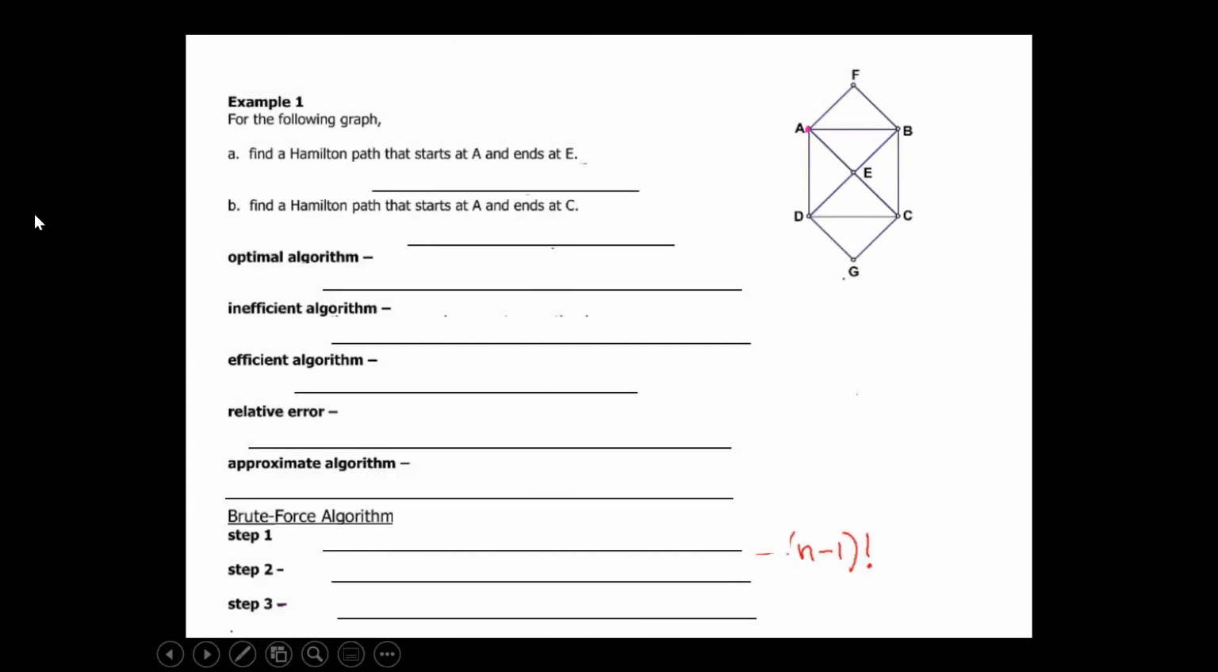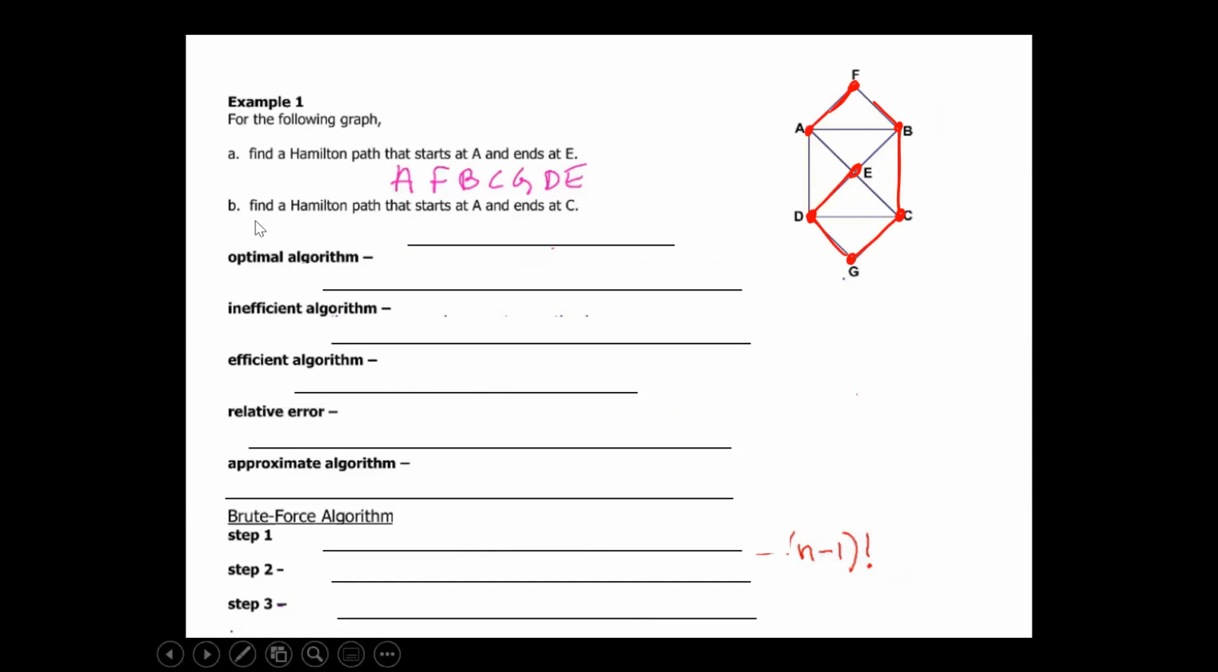So for example, let's go ahead and find the Hamilton path that starts with A and ends with E. Pause the video and see if you're able to find it from this diagram. One possibility is A, F, B. So from A you go to F, from F you go to B, you go down to C, to G, G to D, and then D to E.